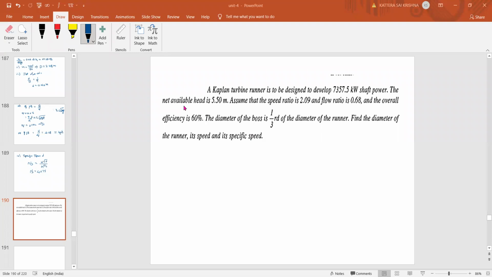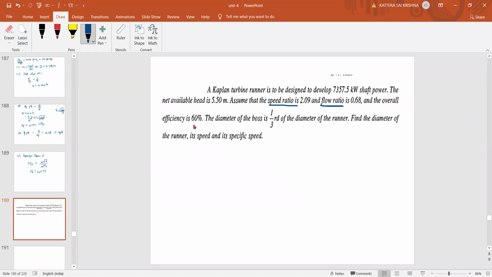The net head available is 5.50 meter. And assuming the speed ratio as 2.09, so speed ratio is given. So U1 by under root of 2GH is 2.09. And again, he has given the flow ratio, that is VF1 by under root of 2GH is 0.68. So we can find U1 from speed ratio, and from flow ratio, we can find VF1.